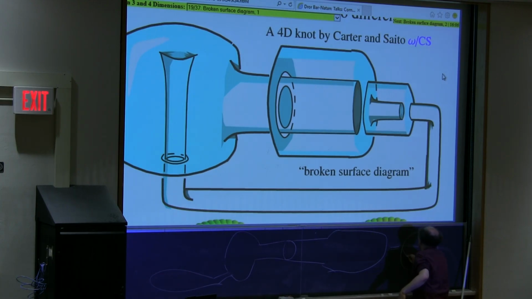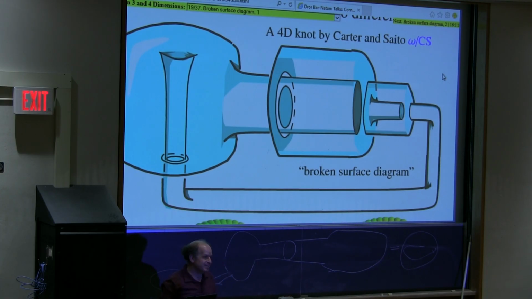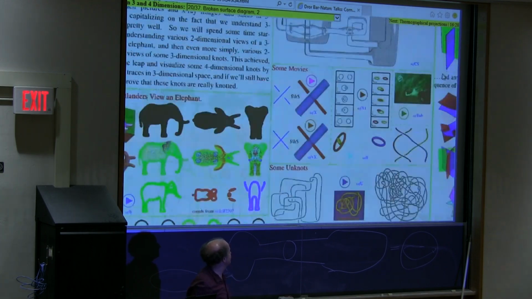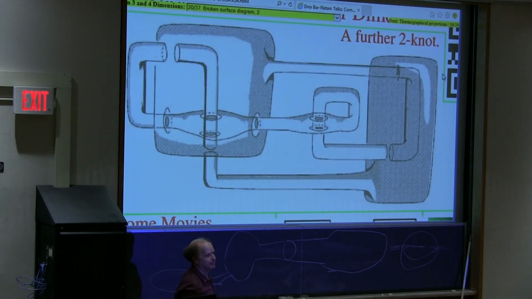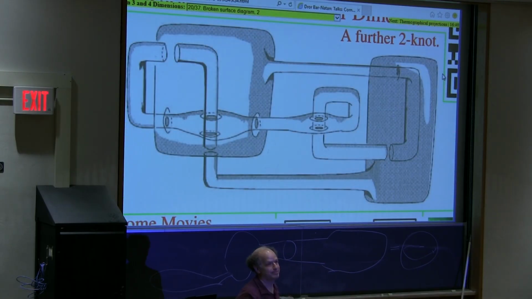So for me, what I see here is a sphere placed in four-dimensional space in a crazy way, and it seems like that would be a knot. Before discussing whether this is really a knot or not, let's look at a few more examples. So here's another one. By the way, this one and the previous one are by Carter and Saito, and there is a picture of them somewhere. Oh, we flew over it briefly.